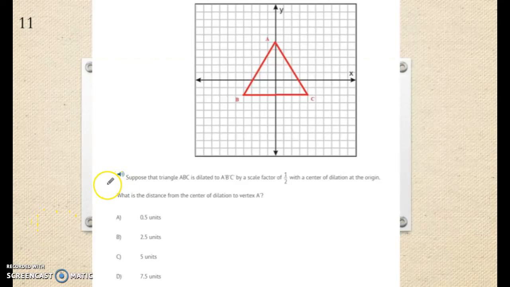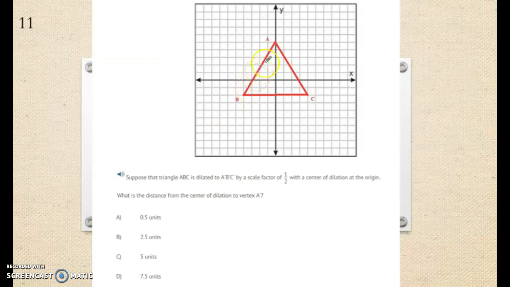Suppose triangle ABC is dilated to A prime, B prime, C prime by a scale factor of 1/2 with a center of dilation at the origin. What is the distance from the center of dilation to vertex A prime?